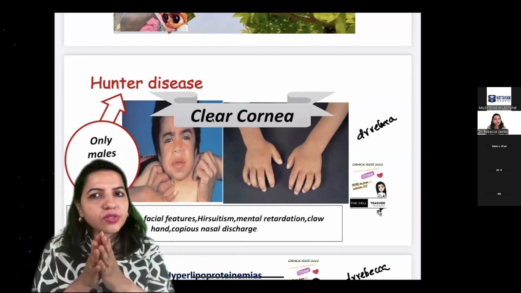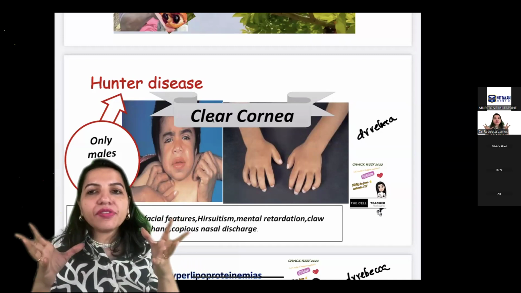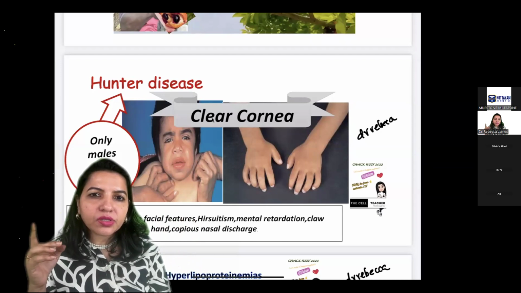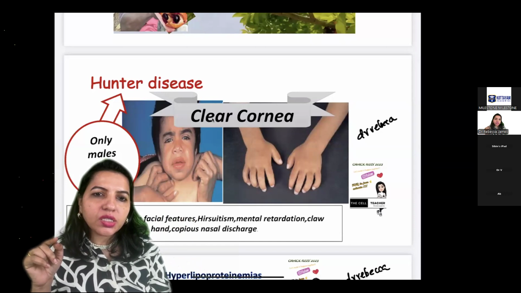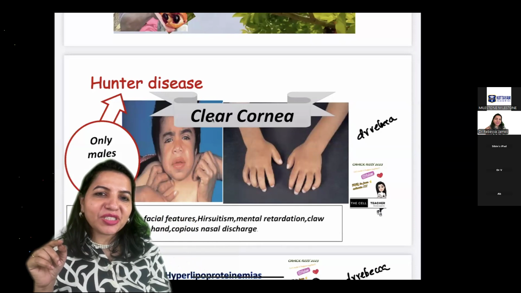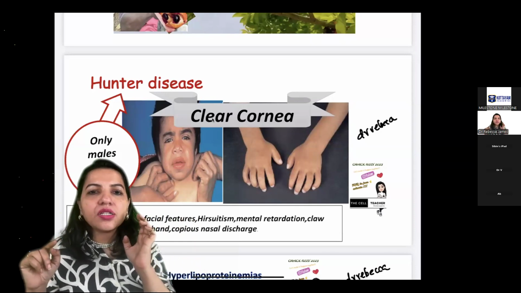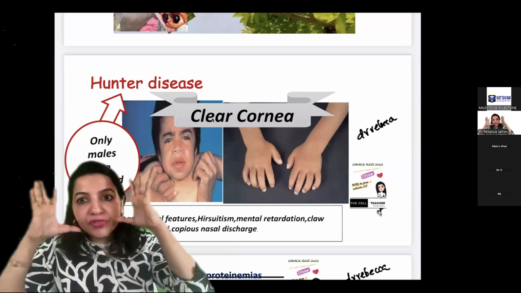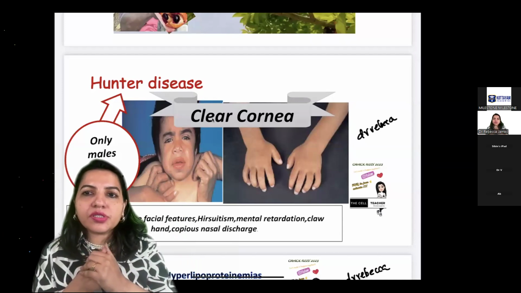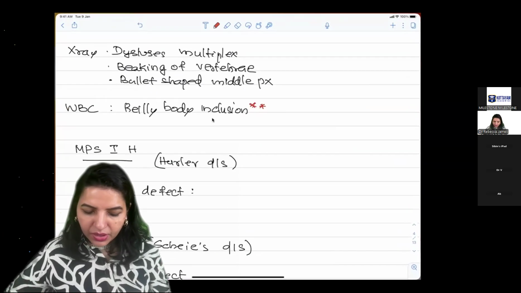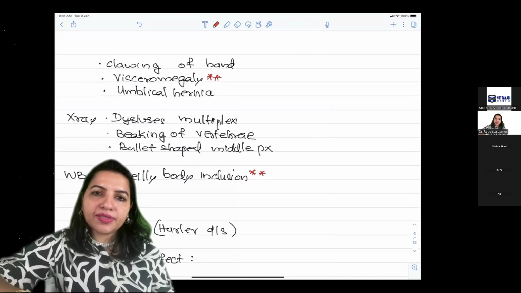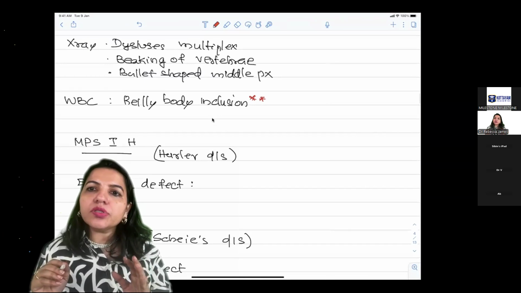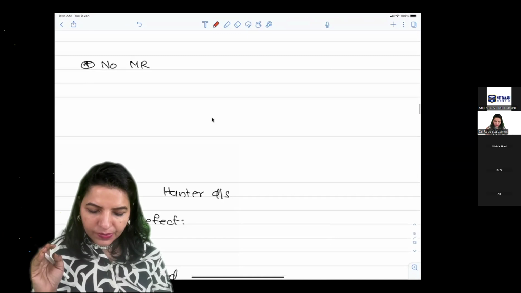Now we are going to see some general features, only that you have to learn. And these general features have a name which starts with a G. Gargoylic facies, G-A-R-G. Gargoylic facies is seen in our features. That peculiar facial features is called gargoylic features. Right, so that is about mucopolysaccharidosis. What is dysostosis multiplex? Dysostosis multiplex means bone formation is defective. Reilly body inclusions is the inclusion body that you can see. The rest everything I have explained.